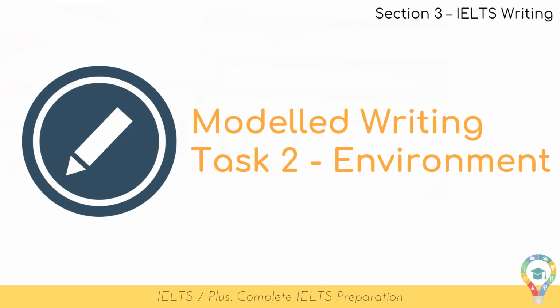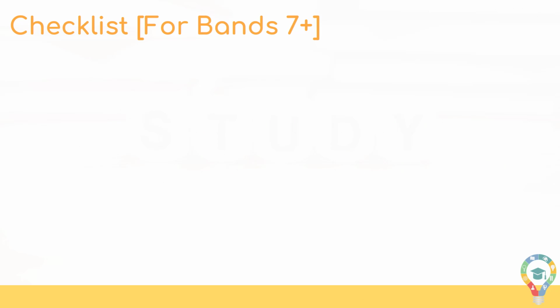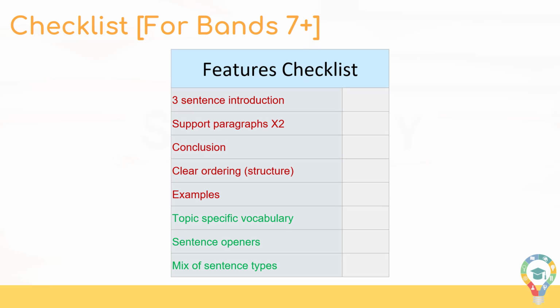Hello everyone. We're now going to move on to a modelled writing lesson, which is our first model write for a Task 2 topic, and today it will be on the common Task 2 topic of environment. Once again, I'll be showing you the writing process from the very start, receiving the question, all the way through to completing the essay. Before we take a look at the question, here is our features checklist.